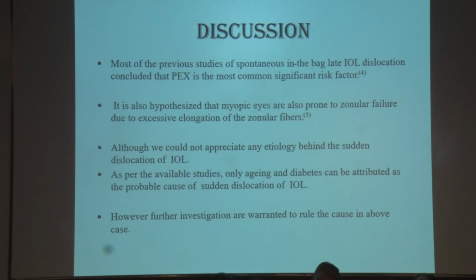So coming to the discussion part, as we know, most previous studies have told that spontaneous in-the-bag IOL dislocation is most commonly because of pseudoexfoliation. It is also hypothesized that myopic eyes are prone to zonular failure due to excessive elongation of the zonular fibers. Although we cannot appreciate any etiology behind the sudden dislocation of the IOL in this patient, as per the available studies, only aging and diabetes can be attributed as the probable cause. However, we need further investigations to rule out the cause in this patient.